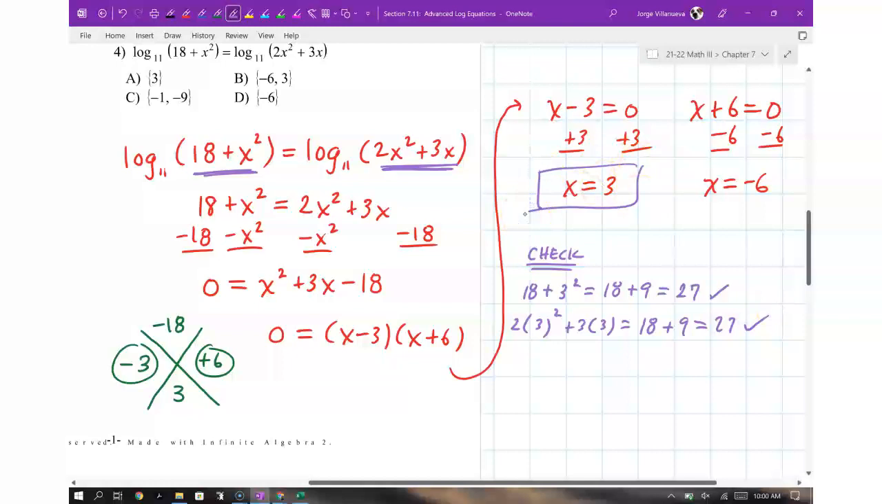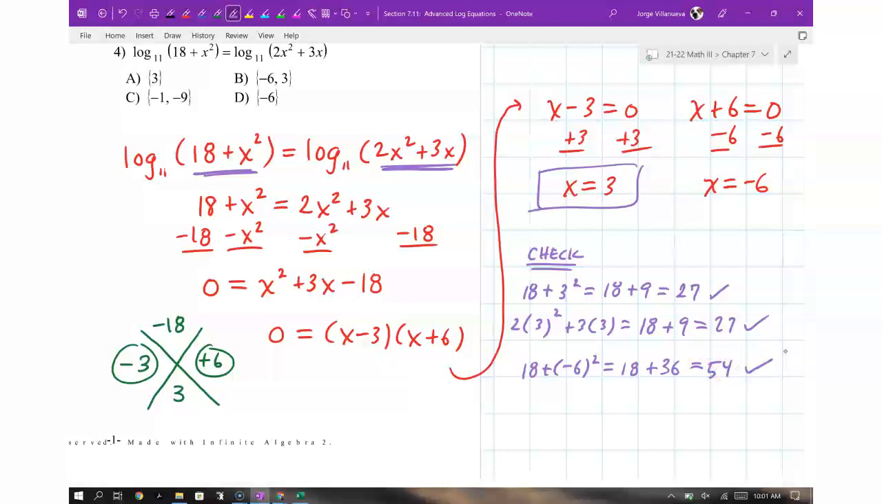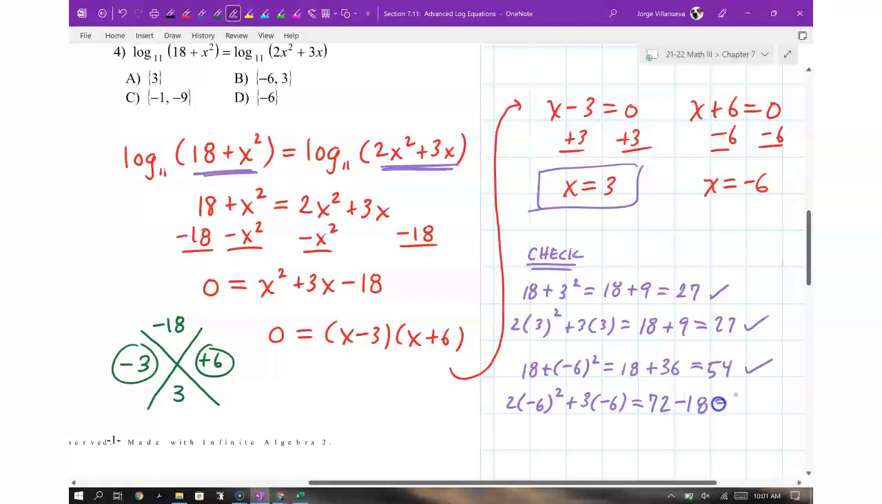Now let's check negative 6. So 18 plus negative 6 squared, that's 18 plus 36. So that's 54. That looks good. Okay. Now plug it into the other one, 2x squared plus 3x. So 2 times negative 6 squared plus 3 times negative 6. That's negative 6 squared is 36 times 2 is 72 minus 18 is 54. That checks out as well. So both answers work.